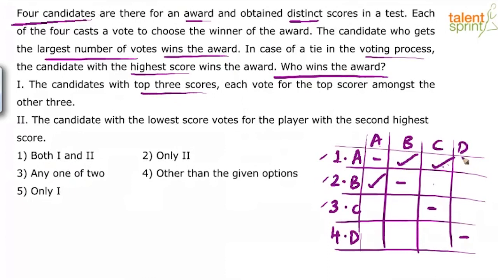There are 2 things that D can do. D will either vote for A or vote for B, or maybe vote for C also. 3 possibilities. If D votes for C, what happens? Let's take 3 different scenarios. I'll use 3 different colors to explain this.